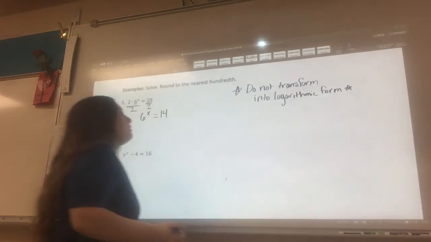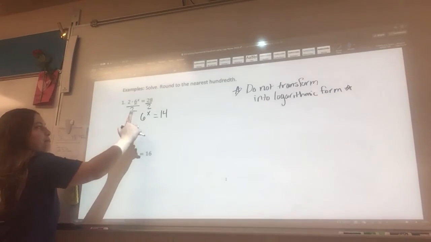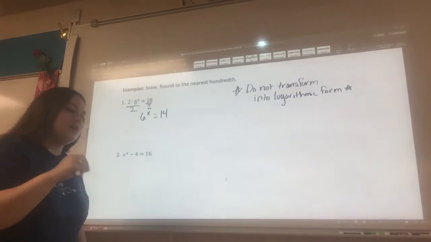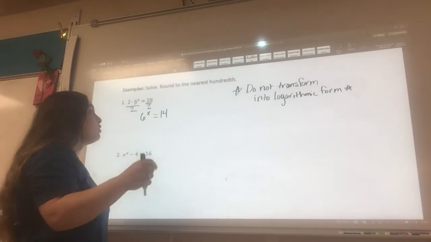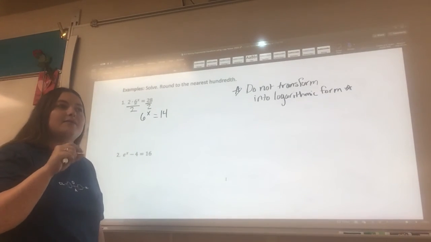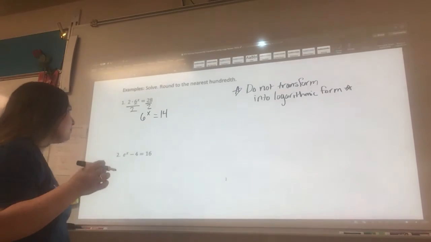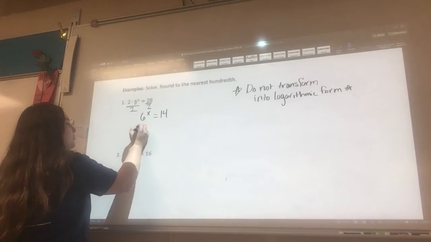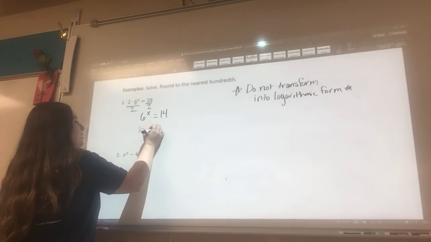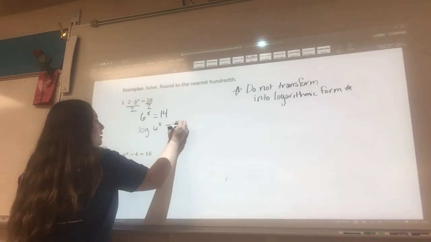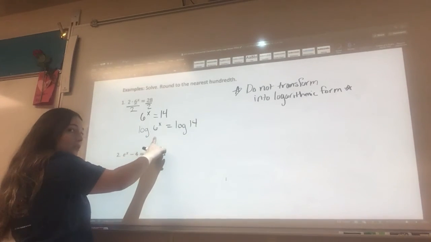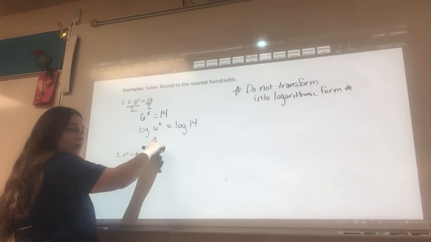When you transform into logarithmic form, you're going to get a base of 6. You cannot plug that into your calculator. So that's why we're taking log to both sides, because then it allows us to have base 10. So now that we've done this, we're going to take log to both sides. So we're going to get log 6^x equals log 14. See, now we still have a base 10, and those are calculator capable.